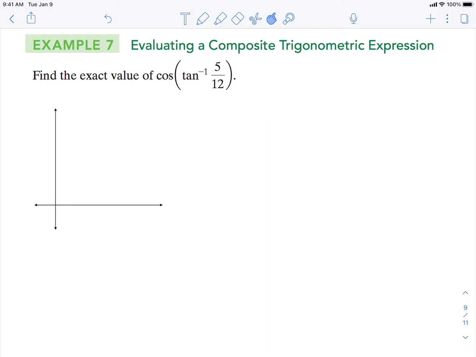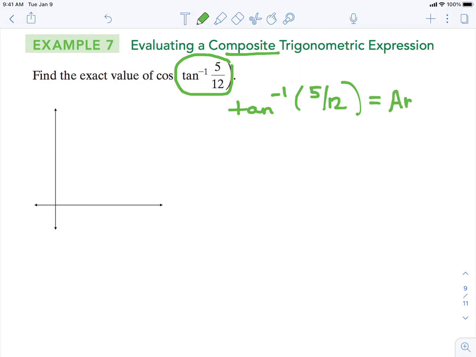Right, we're going to work on evaluating a composite for our trig expression. So this 5/12 is not on the unit circle. So we work in the innermost parentheses first when you do composites. So it's saying take the tangent inverse of 5/12. So our output should be an angle measure when we're done with that green section.